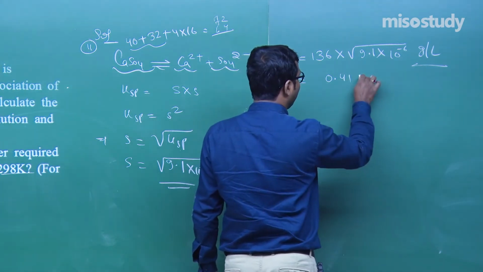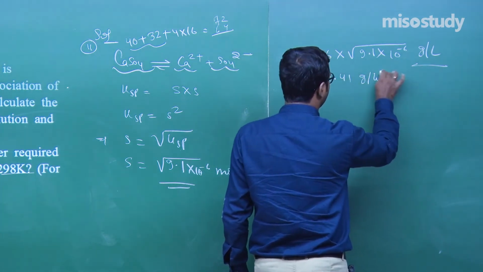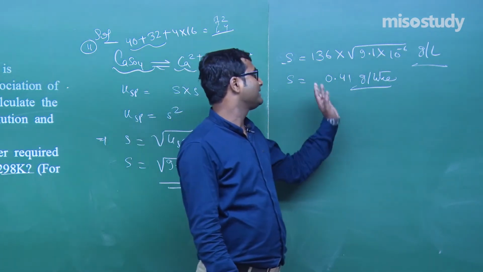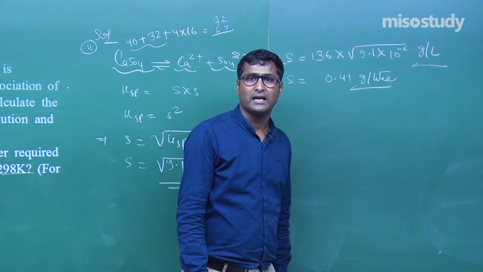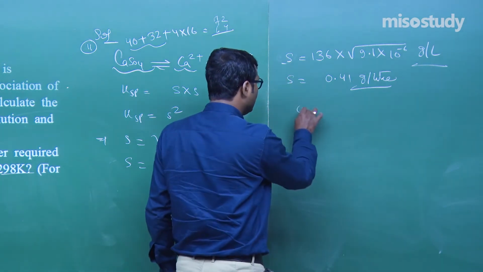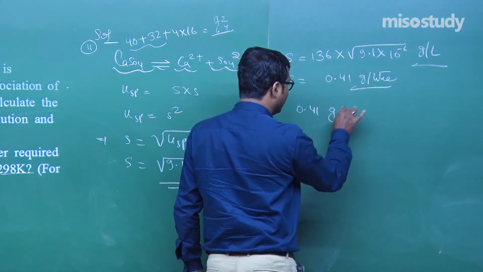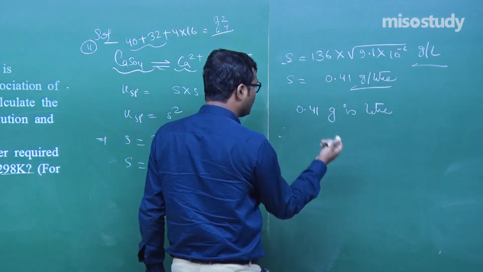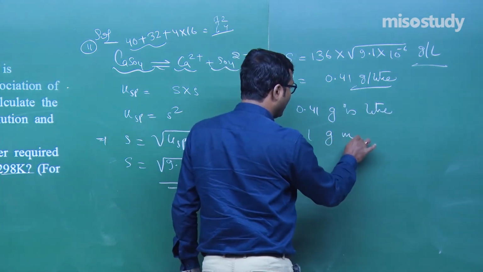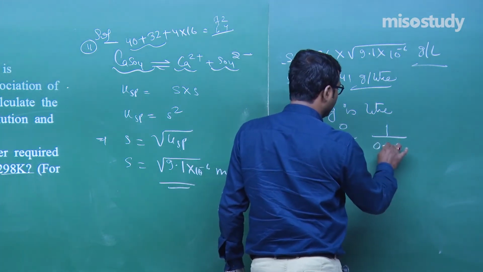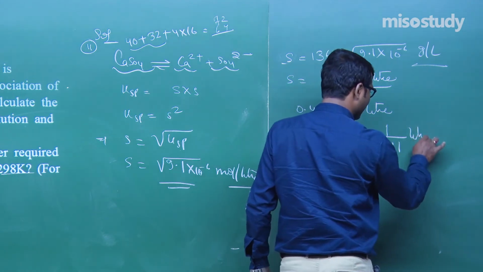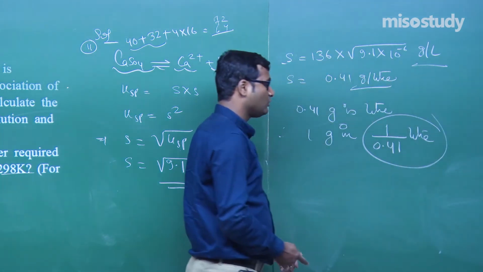0.41 gram per liter. This is rough data, you can solve this one, it's so easy. So we are just predicting the value will be around 0.4 gram per liter. So 0.41 gram in 1 liter. So what about 1 gram? 1 gram in how many liters? 1 upon 0.41, my friend. This is the answer. Look at 1 upon 0.41.